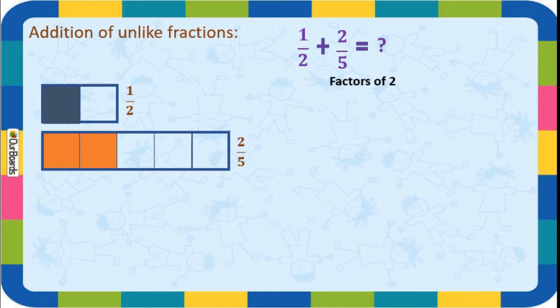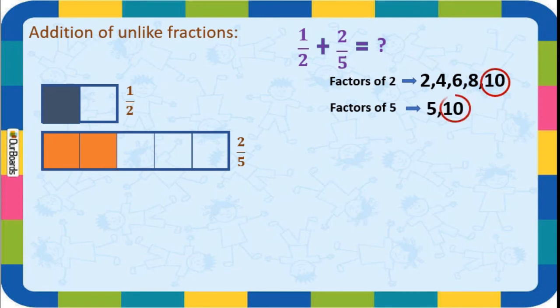So we will go for equivalent fractions. Now you know that first we have to take out the factors of 2. 2 1s are 2, 2 2s are 4, 2 3s are 6, 2 4s are 8, 2 5s are 10, isn't it? And we will go for factors of 5, that is 5 1s are 5, 5 2s are 10. Yes, dear students, we need a common number in both the tables. Okay, here 10 is there, here also 10 is there. So we will convert the denominator of both the fractions into 10.